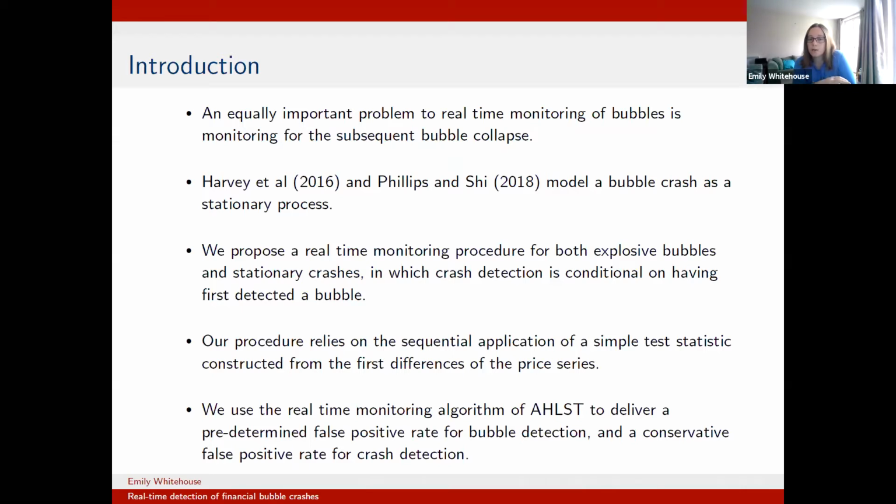And we're setting this up in a way that crash detection is conditional on having first detected a bubble. In our procedure, we're coming up with a new test statistic. It's a very simple test statistic that's a function of the first differences of the price series. And we're going to implement that using a modification of the AHLST real-time monitoring algorithm. This allows us to deliver a predetermined false positive rate for the bubble detection and a conservative false positive rate for our crash detection.